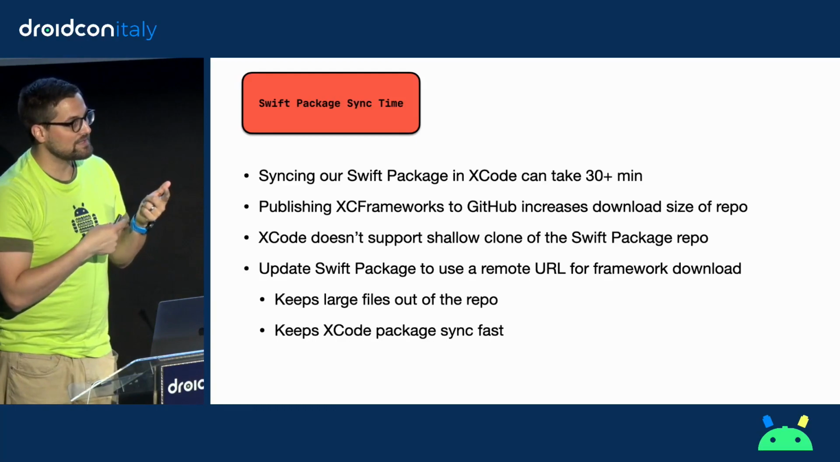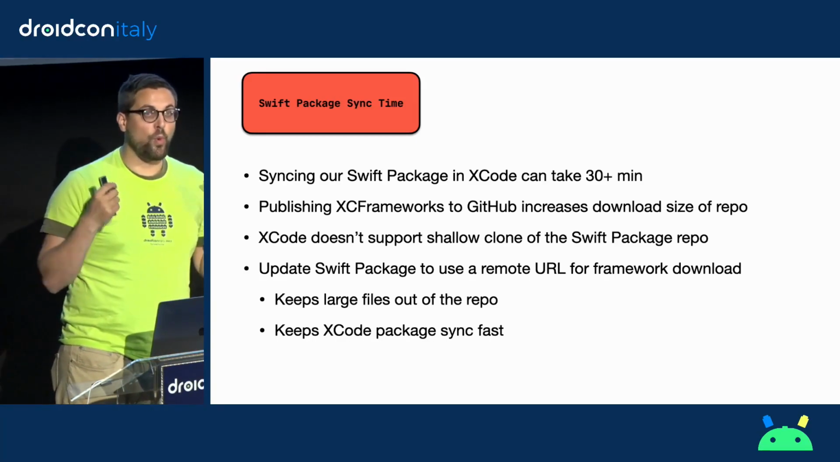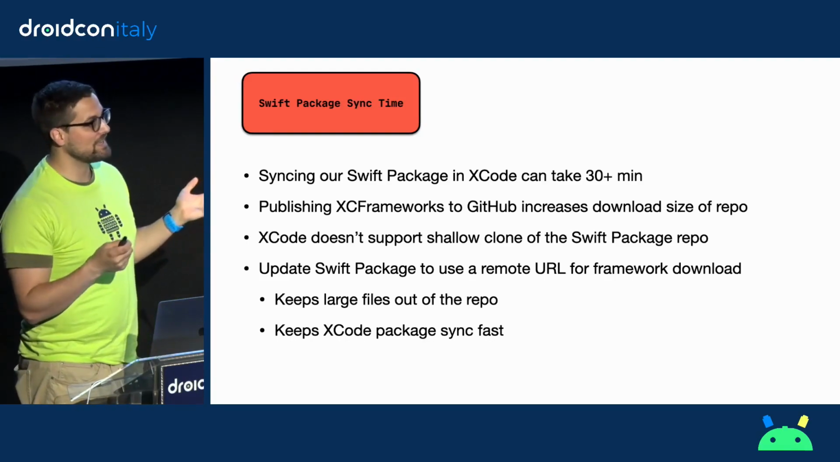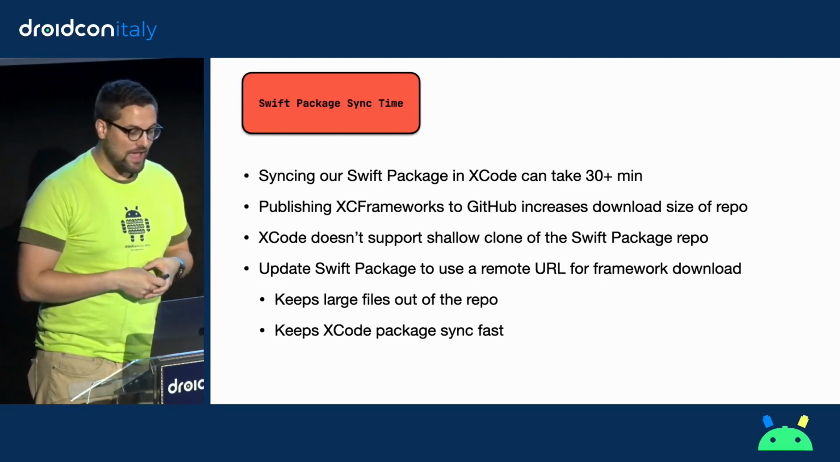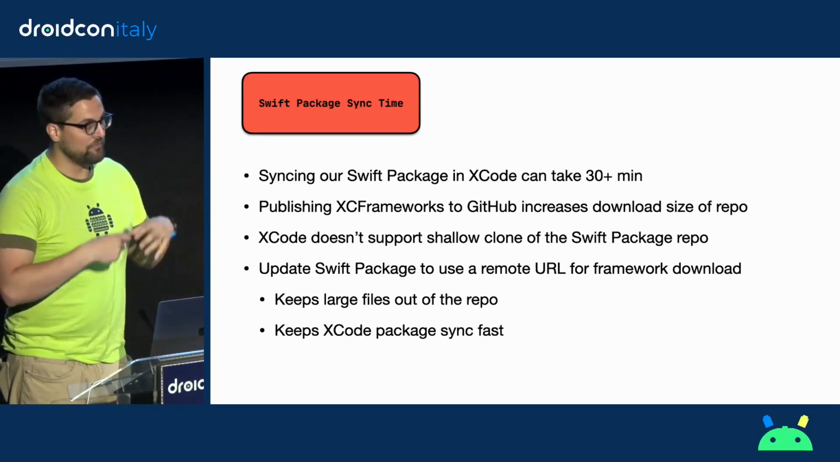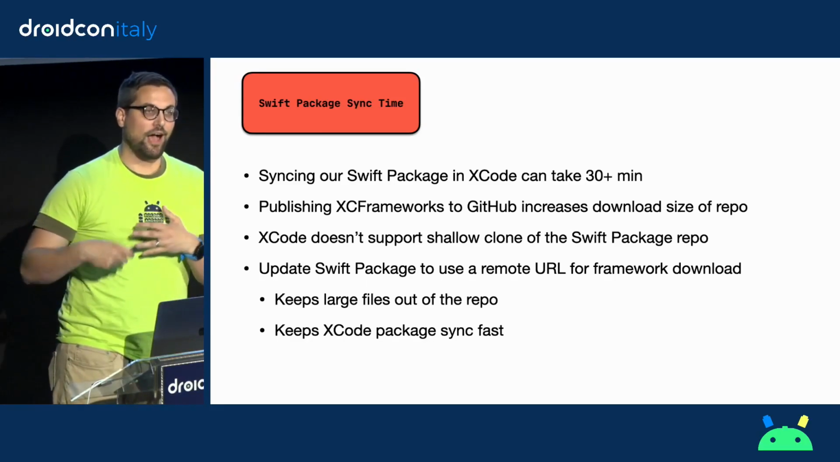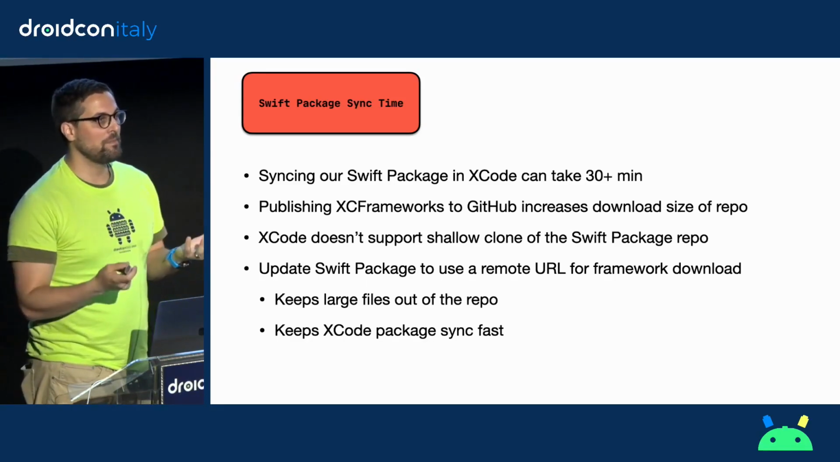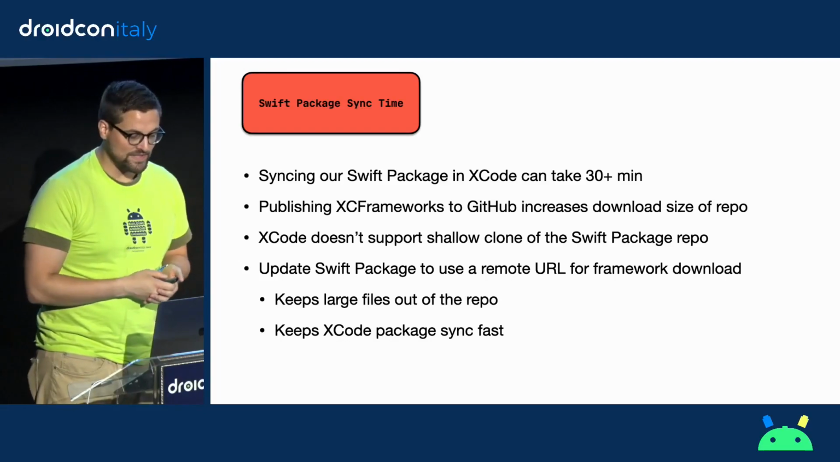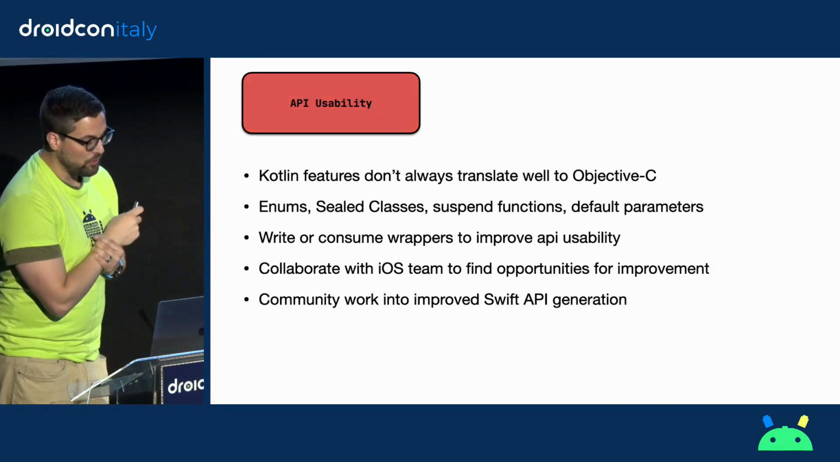So it saves that download time for cloning the repo, makes the Xcode syncing way, way faster, back into the realm of seconds as opposed to like an hour, and everything works well again. So this is something that we've validated. We're in the middle of moving to this approach. When I get back from this trip, I'll finish the automation of this, and we'll be back to nice, happy iOS developers. API usability, this is another important one.